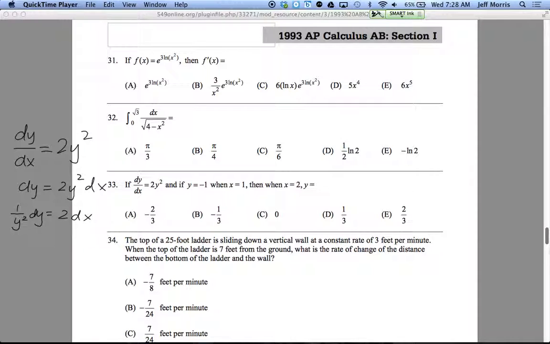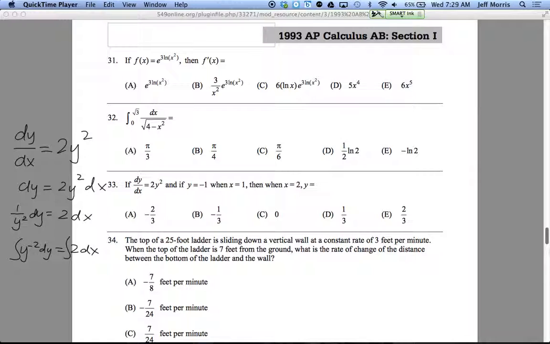Now some people are like, can I bring the 2 over? It doesn't matter where you put the 2. 2 can go on either side because it's not a variable. It can be 2 over here or 1/2 over here. It's up to you. So then I'm going to have y to the negative 2 dy equals 2 dx. What do we do now?